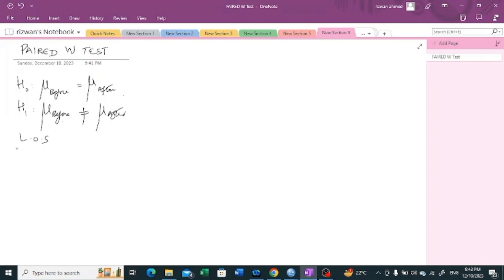Level of significance: because of the two-tailed test, we have to divide alpha by 2. And the test statistic is paired W, the result of which we get in a standardized form again.